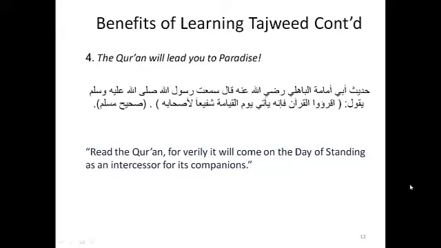And aside from these many benefits of learning Tajweed and how to read the Quran properly, there are many more benefits that you can find out yourself and look up.